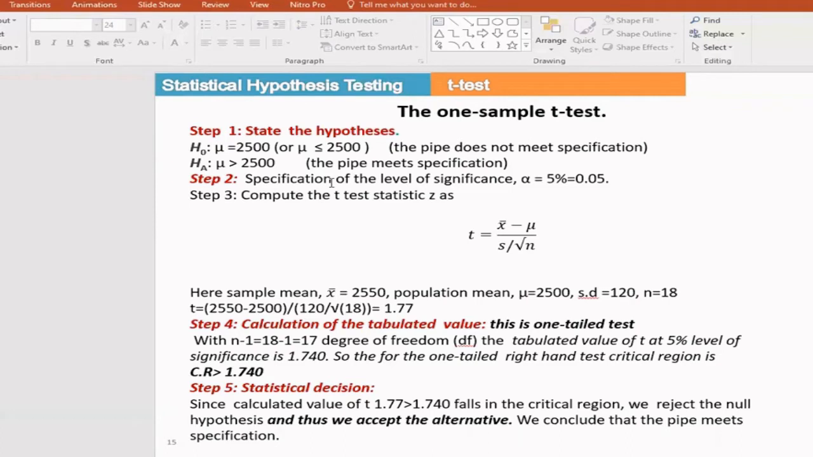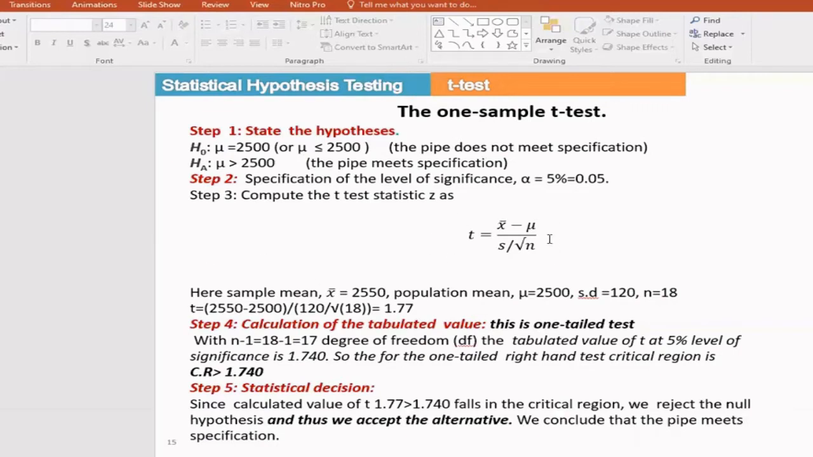Second, we have to find out the level of significance. It is given as 5% level of significance, which is 0.05. So the second step is finished. What is the third step? The third step is we have to find the test statistics. As we said, the sample size is less than 30, which is 18, and the standard deviation is not given. So it will be a t-test, and it is one sample, only one sample. And this is the formula, we know it already.